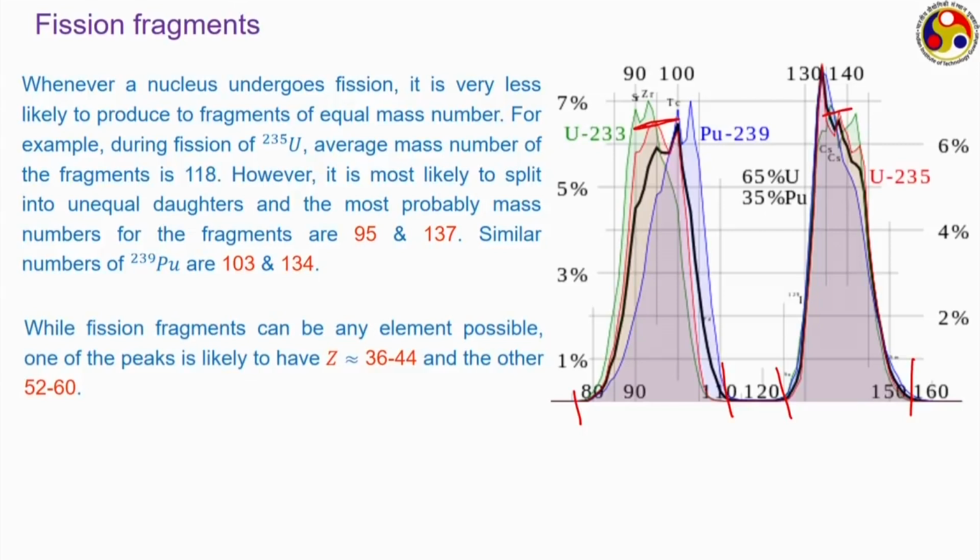Now, similarly, if we focus on the atomic number, then it is likely that for the most probable fission fragments, one will have an atomic number in the range of 36 to 44 and the other in the range of 52 to 60.